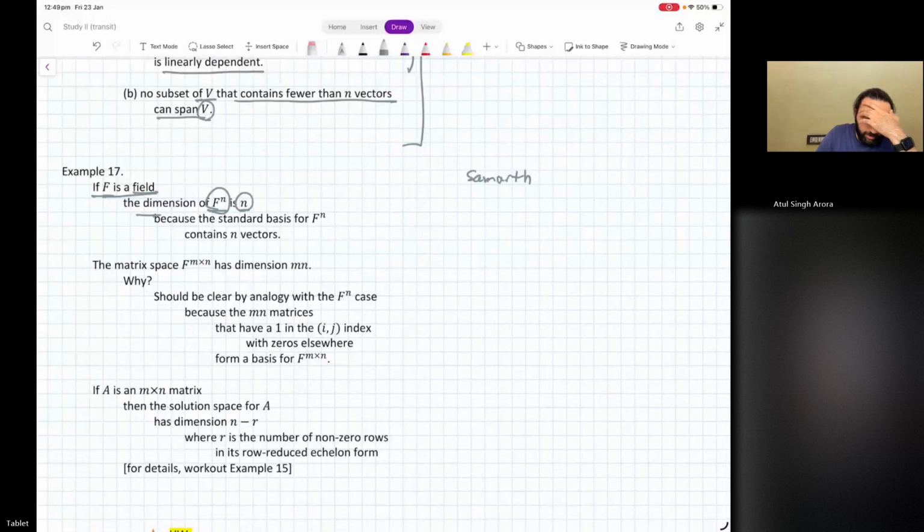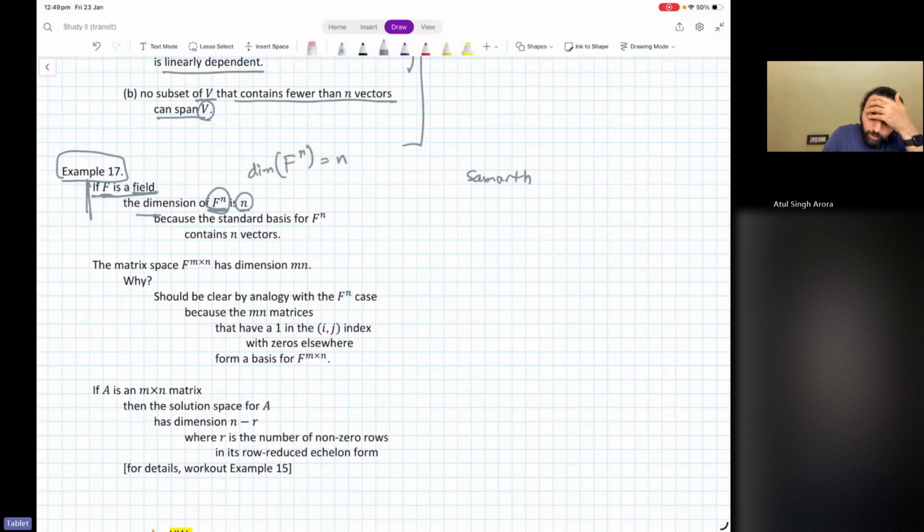Sir, can you repeat it again? I couldn't listen. No worries. So the example statement, example 17, is asserting that suppose F is some field, and we consider F to the n. Then the claim is that the dimension of F to the n is going to be n, because that's what the example is asserting.